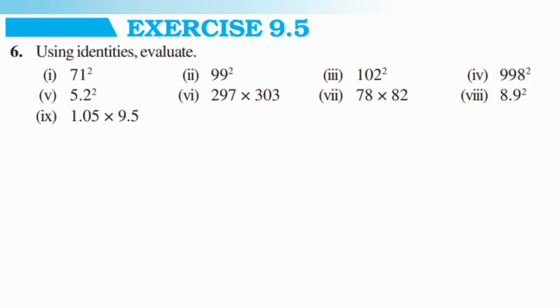We have around 9 problems to do. Let's start with the first question. They are not asking us to multiply directly. We don't have to multiply 71 into 71 directly. Instead, they're asking us to use identities.